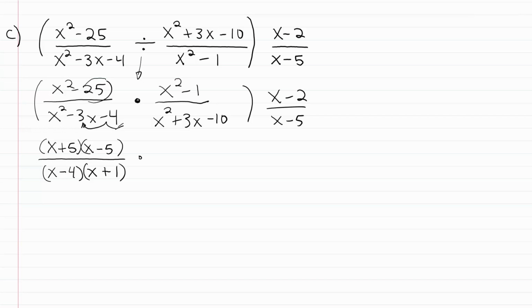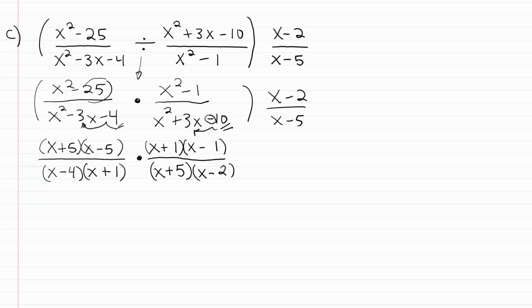Okay, then times the x squared minus 1 again is the difference of two squares. So we'll split that up as x and x plus and minus 1 and 1. In the denominator, we're going to break up the trinomial as x and x. We have a negative sign here, so that'll give us a sign of each in the middle. And then we need factors of 10 that will subtract to give you 3. Well, 5 and 2 will do that, and we'll make the 5 the positive one since the middle term is positive, and 2 the negative.